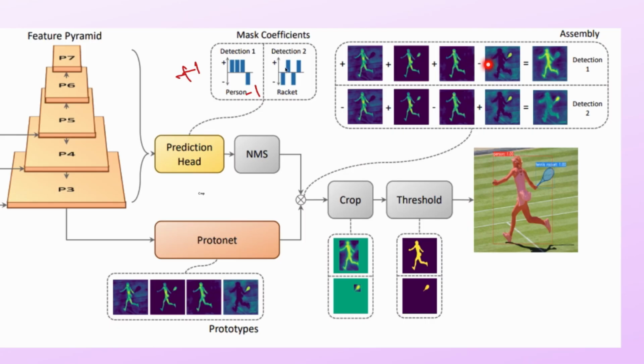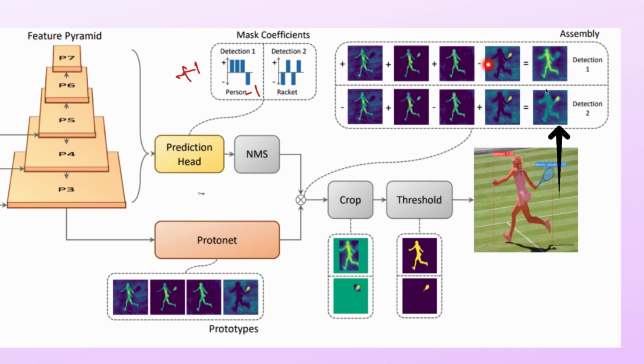And similarly for the racket here, it is more prominent in the second and fourth prototypes, right? And it is not visible in the first and third prototypes. The same thing, if you add it as a weight factor here, the coefficients are +1 for the second and fourth prototypes and the coefficients are -1 for the first and third prototypes. And the calculation goes like this. So the second prototype and the fourth prototype should be added together and subtracted with the person prototypes. Then you will get more prominent regions for the racket mask and for the person there will be lesser values.